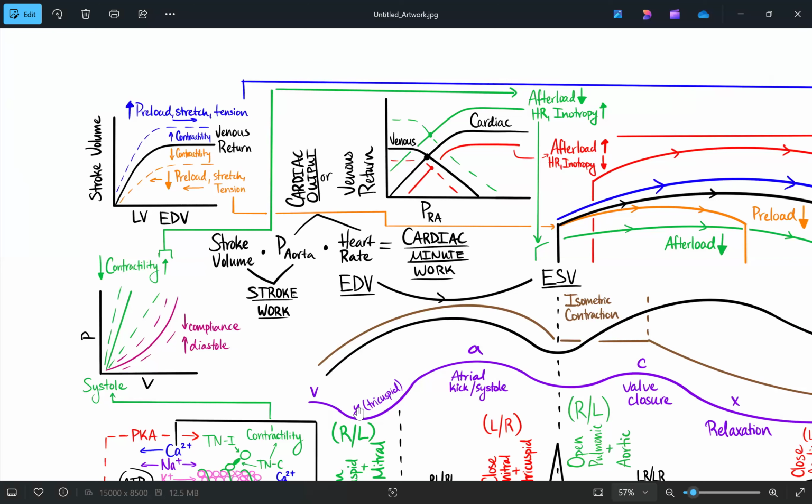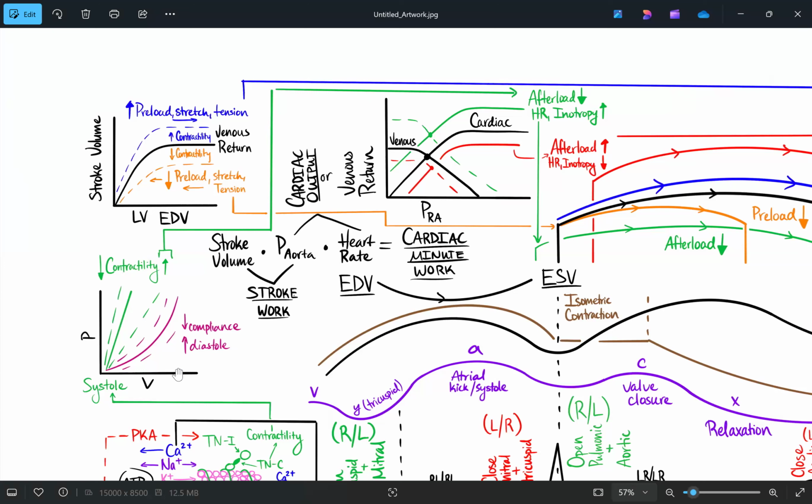Let's see. Yeah, as your compliance decreases and your diastole increases, your compliance decreasing means that you should be able to fill more volume with less pressure. Moving on to stroke volume up above.